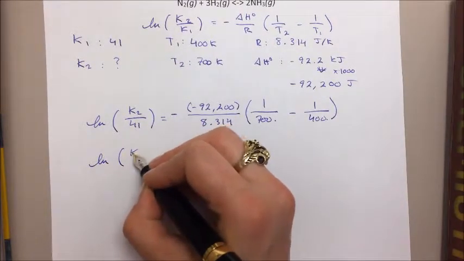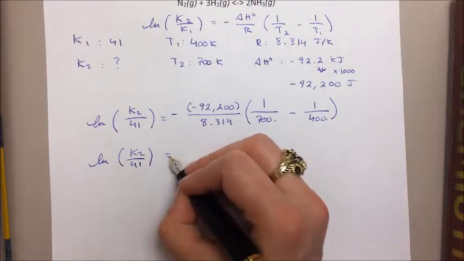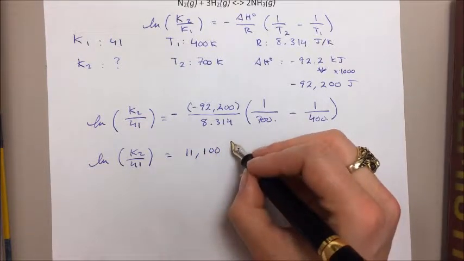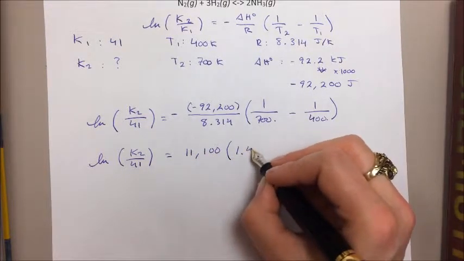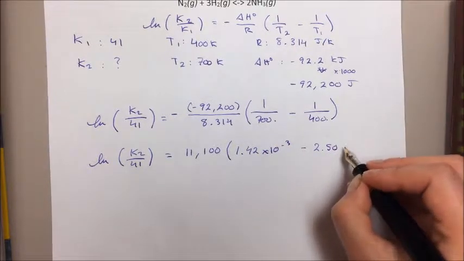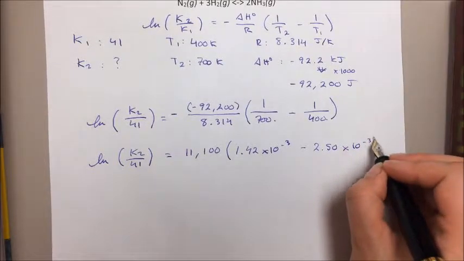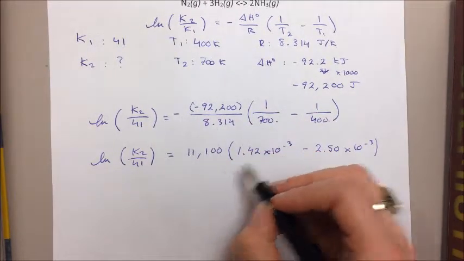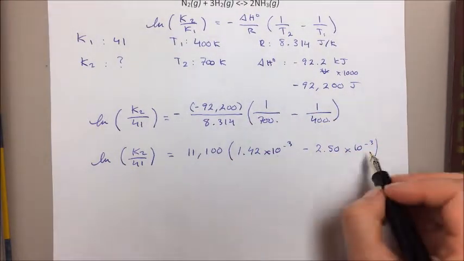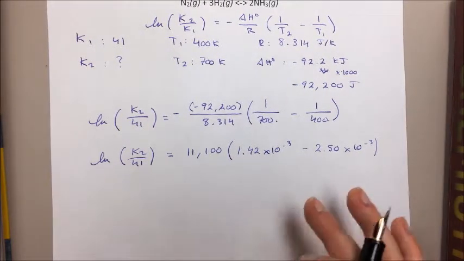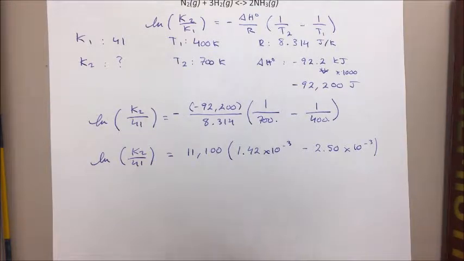So natural log of K2 over 41 equals 11,100 times 1.42 times 10 to the minus third minus 2.50 times 10 to the minus third. You note that our two negative signs canceled to give us a positive, and I just divided those out and put them in the same power of 10 to make the subtraction easier. You'll also note this is one of the few times where I don't solve an equation first. That's because we're going to have to deal with this natural log, and it's actually easier to do it this way.